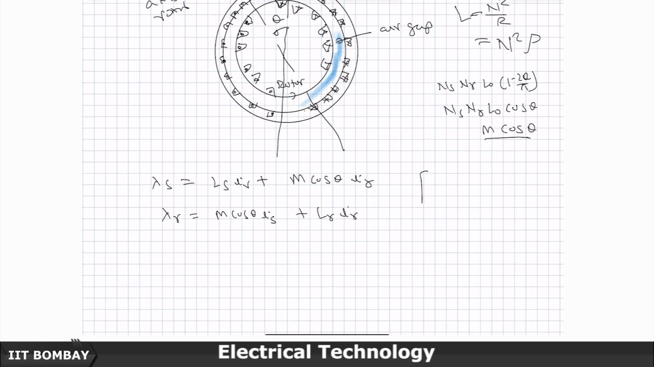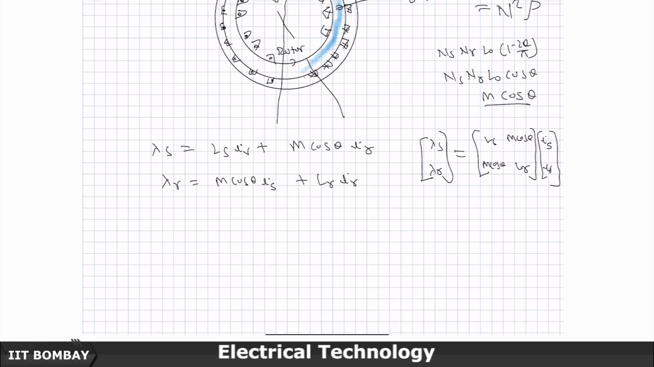You could always write it in the matrix form also. I do not need the matrix form, but I just want you to see how the 2 by 2 block structure comes, with I_S and I_R. This would be the 2 by 2 matrix representation of the flux linkages.